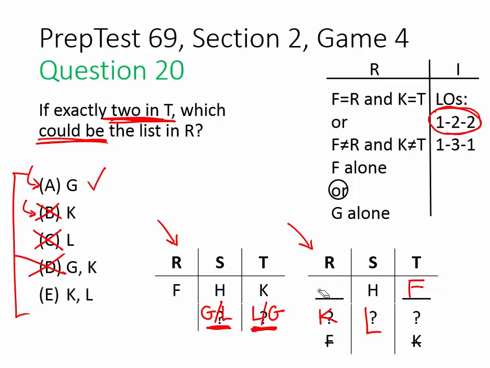And you can probably already see where this last one's going, but if we put an L in there, we need to place an F and a G. One of them has to be alone, meaning the other one would have to go here, and once again we've broken the rule about having 2 in T. So E can be eliminated, and we feel all the much better that A is the correct answer.